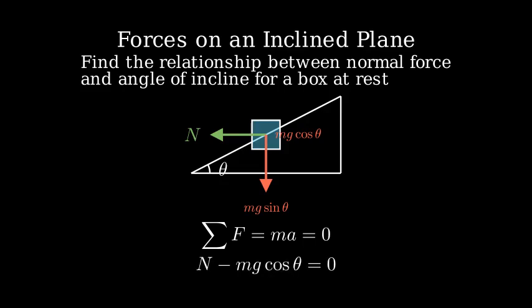Looking at forces perpendicular to the incline, we can write normal force minus mg cosine theta equals zero. Solving for the normal force, we get that N equals mg cosine theta. This means that the normal force decreases as the angle increases, because cosine theta gets smaller as theta gets larger.